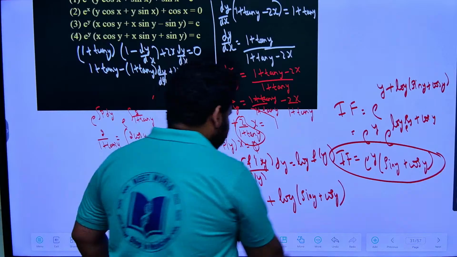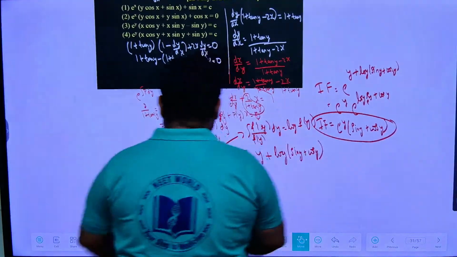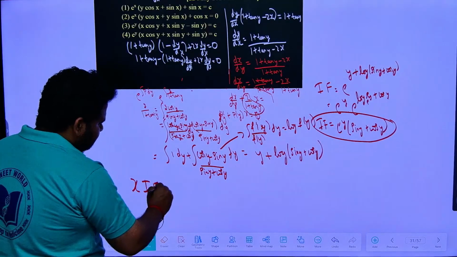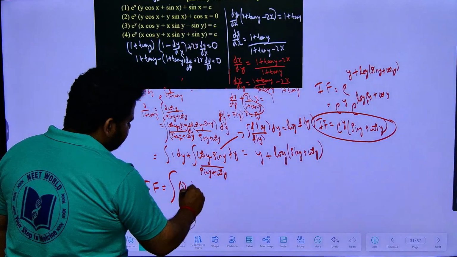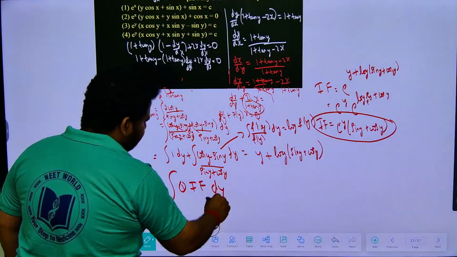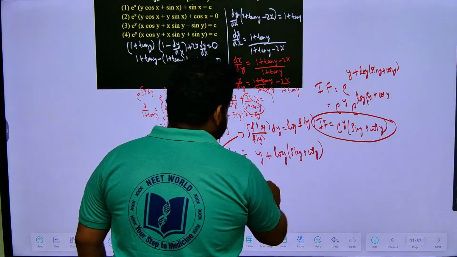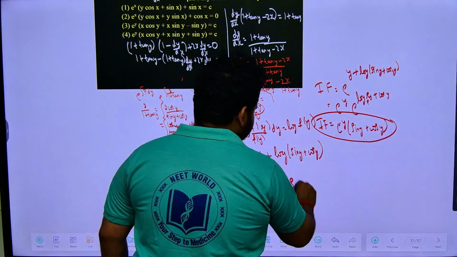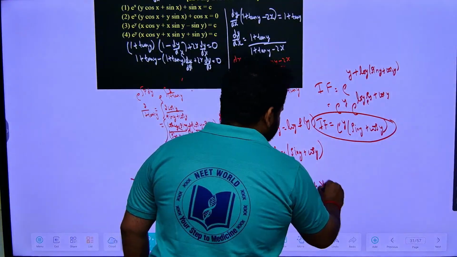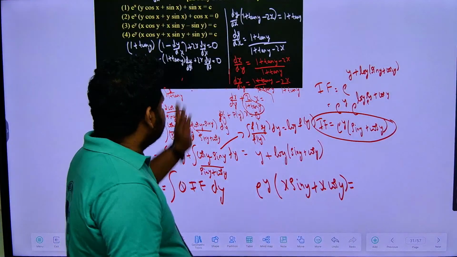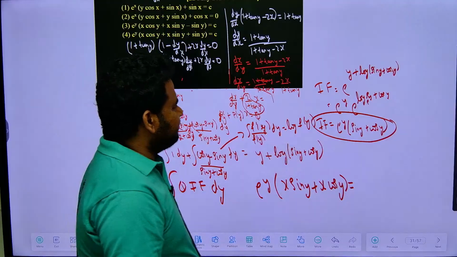Now what can we write? The general solution can be written as x into the integrating factor equals the integral of q into the integrating factor dy. So e power y into x sin y plus x cos y will be equal to the integral of q, where q is 1, times the integrating factor: e power y into sin y plus cos y.